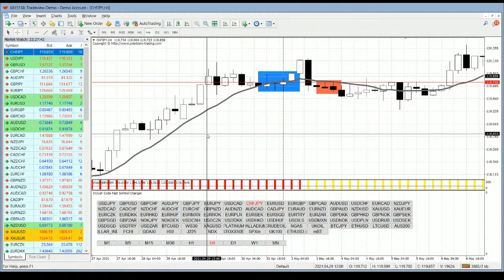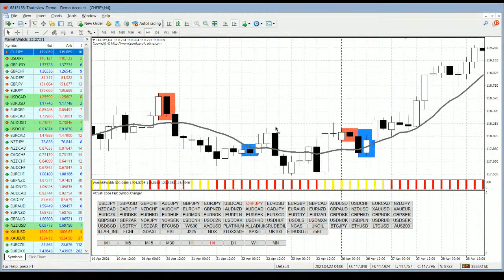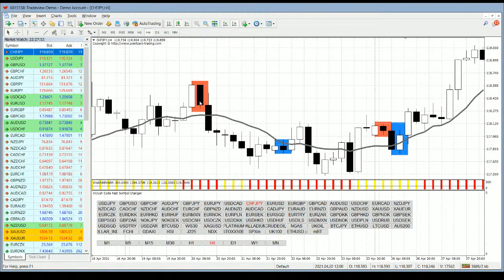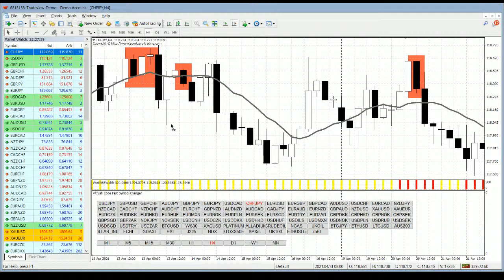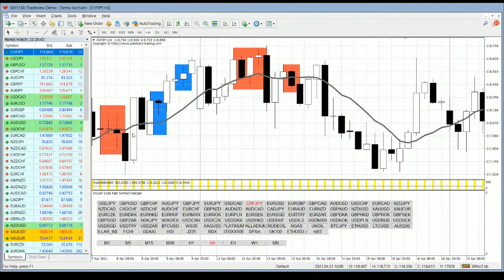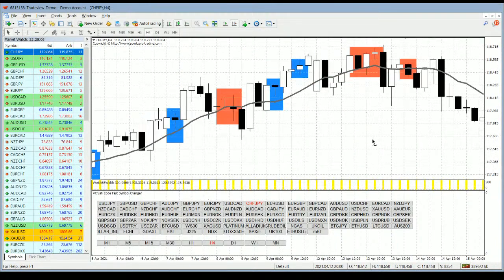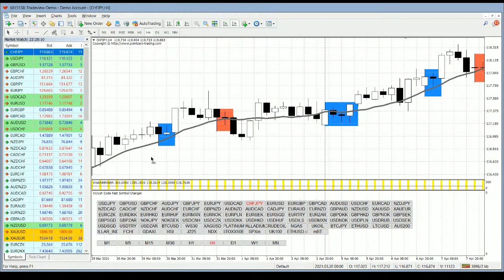Let's see more. These ones are not valid. This one is a valid trade. This is not valid. It happens above the moving average. These two are not valid, yellow. All these three are not valid. They are under yellow. All of these are under yellow.